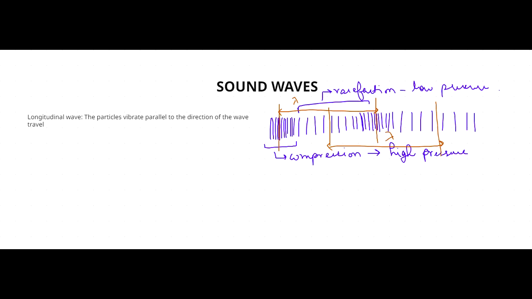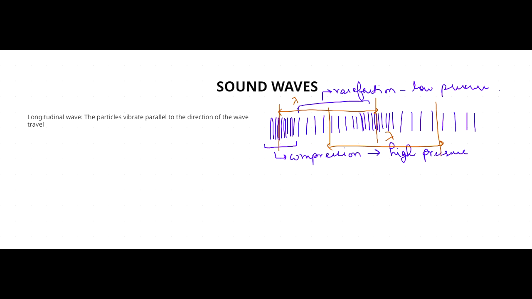Now, what are the properties of waves that I had taught you? I had taught you reflection, I had taught you refraction, and we had gone over diffraction. Sound waves give you similar results. Sound waves can be reflected, sound waves can also be diffracted, and sound waves can also be refracted. So let's go ahead and take a look at all of these properties one by one.